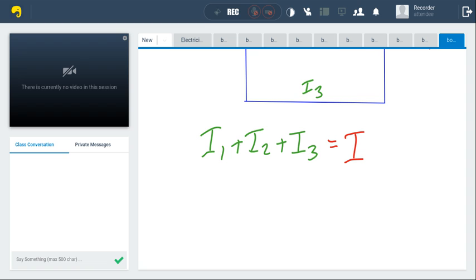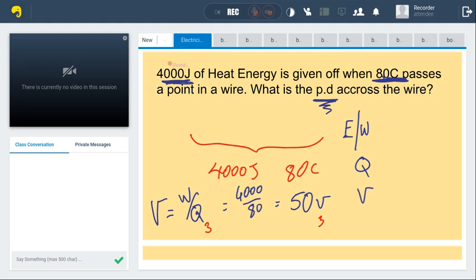Again, we didn't care about them when it came to potential difference. Didn't care. But we do care when it comes to the currents. Okay. Right. Let's see. What else do we need to have here?